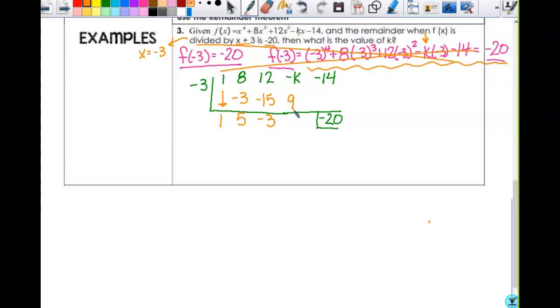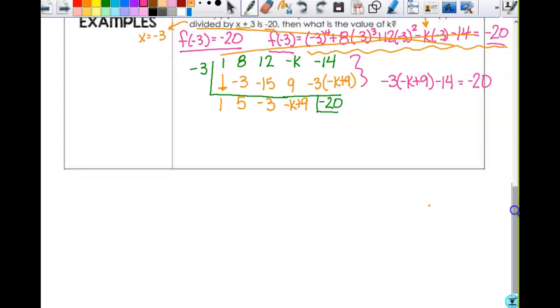And then what do I put here? Negative k plus 9, good. Negative k plus 9, or 9 minus k, but then I'm going to multiply negative 3 times this, so that's literally just negative 3 times negative k plus 9. Then I have my little equation already set up. Negative 3 times negative k plus 9 minus 14, because when I combine these two, they have to equal that negative 20. That gets me my little equation to solve for k. Okay, so go ahead and solve for k.